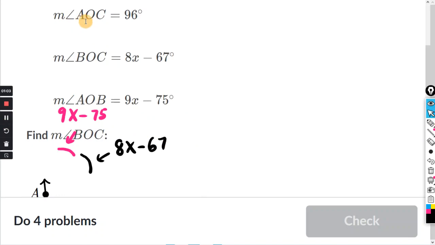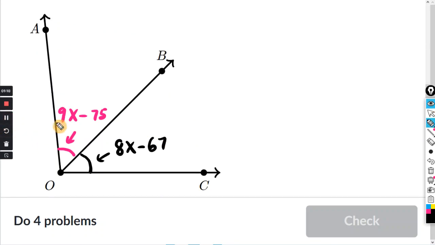And finally, both angles combined, AOC is going to be 96. So I don't want to make a mess of my diagram here, so I'll just put it on the bottom. The measure of angle AOC is 96.